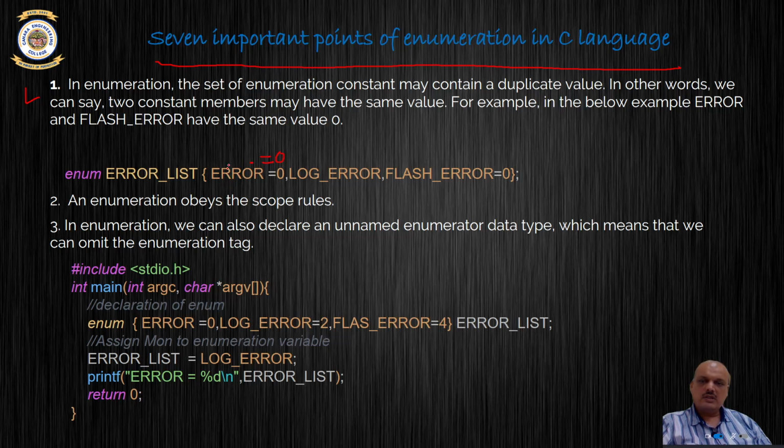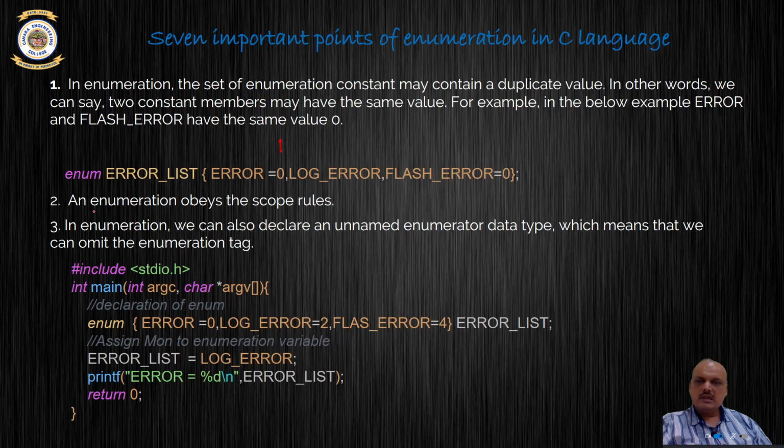Okay, so here I have forced the compiler to tag error to 0. Then what happens to log error? Log error is not being forced to tag to anything, so this becomes 1 plus this, so this becomes 1. And flash error, if I had not forced it to 0, it would have been 2. But here what I have done is I have assigned force error to be 0 as well. So this is valid in C. Okay, so an enumerator list can be assigned two integers of similar values, so that is permitted.